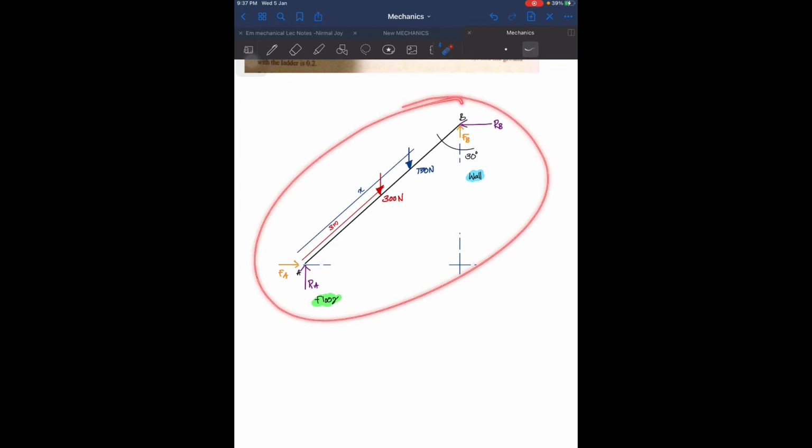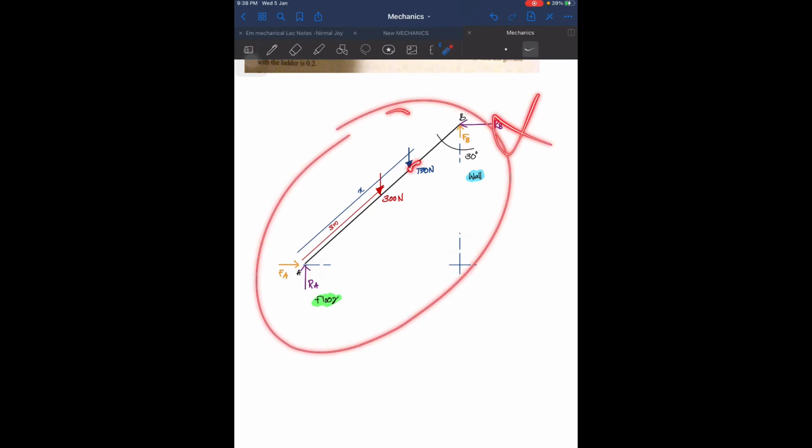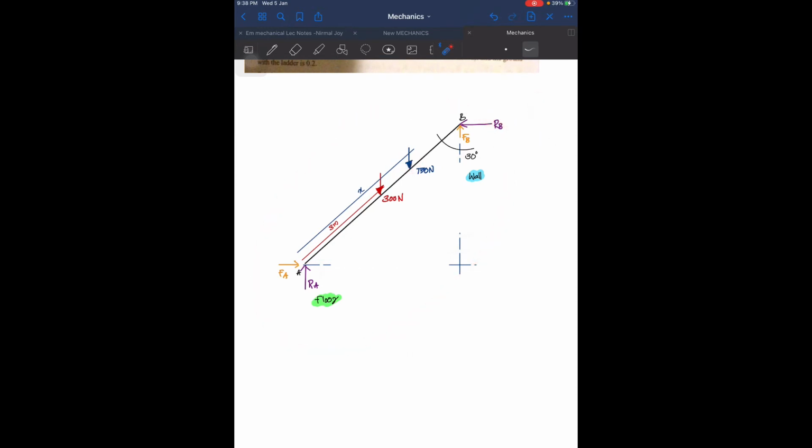So when the 750 Newton is at a distance x from A, this whole arrangement is in equilibrium. The moment he moves even a millimeter from this point, the whole equilibrium will be lost. So we are going to assume like that.